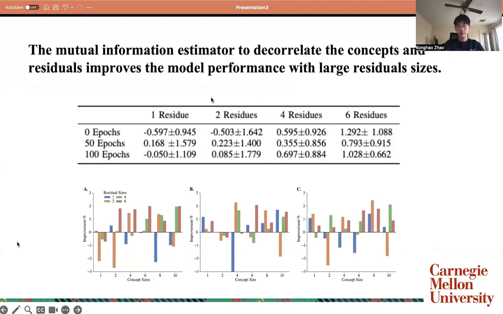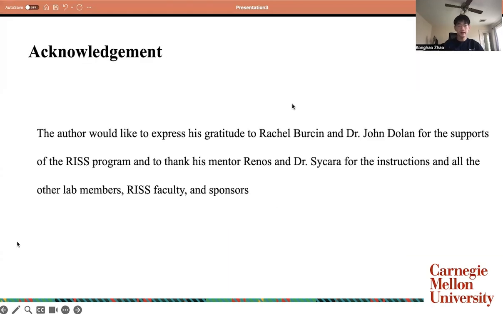So we conclude that the mutual information estimator to decorrelate the concepts and residuals improves the model performance with large residual size.